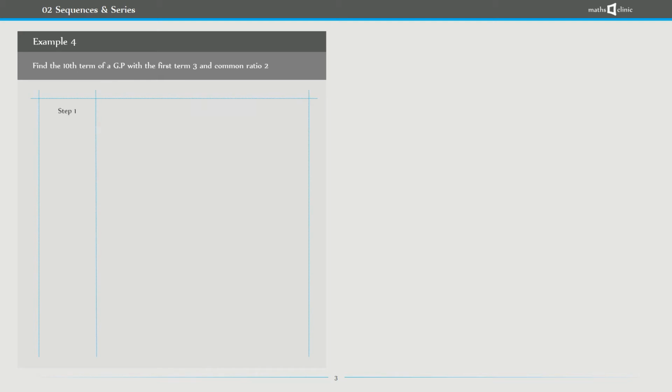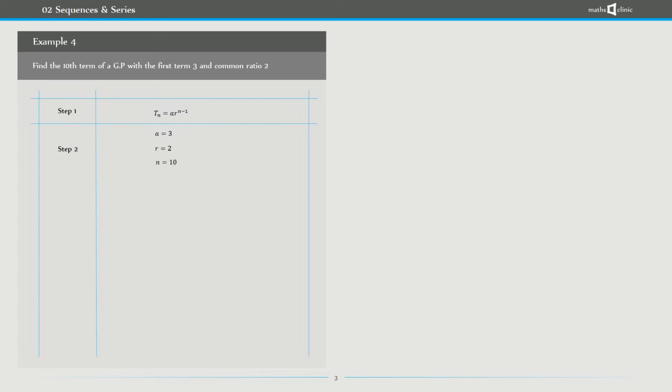The first thing we need to do is identify a formula, and the formula for finding the value of a term of a geometric progression is Tn equals a r to the power of n minus 1. So that's the formula we need to use in this case. The next thing we do is identify our parameters. In this case a is 3 because our first term is 3, and the common ratio r is 2.